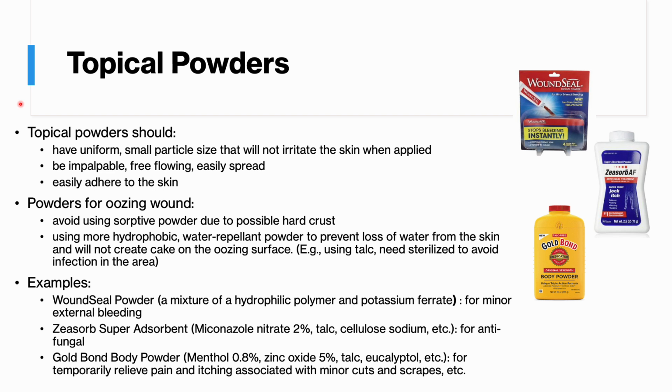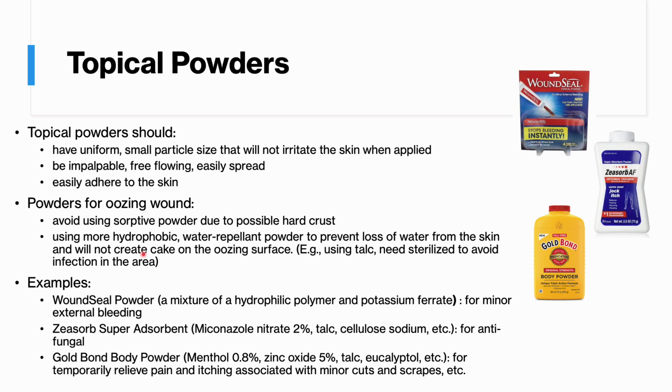When powders are used as a medicine in topical powders, it's important that the particle size is uniform and small, because this property will help avoid any irritation to the skin when applied. The powders must be impalpable, free-flowing, and easily spread on the skin. Also, the powder needs to adhere to the skin for good contact. In case the topical powders are used for an oozing wound, avoid using any salty powder because this can create a hard crust.